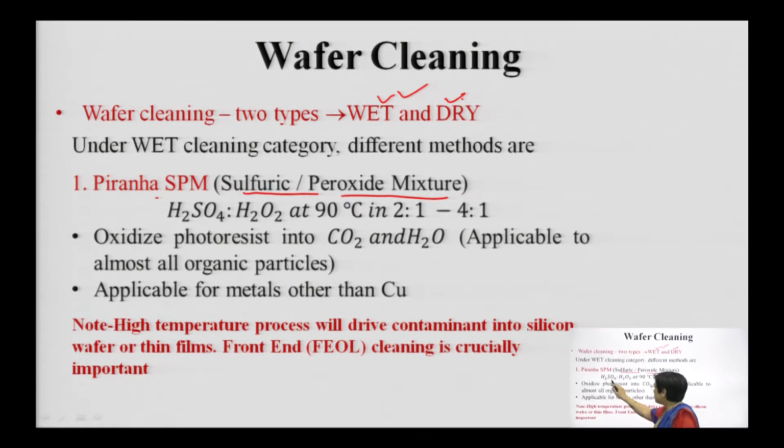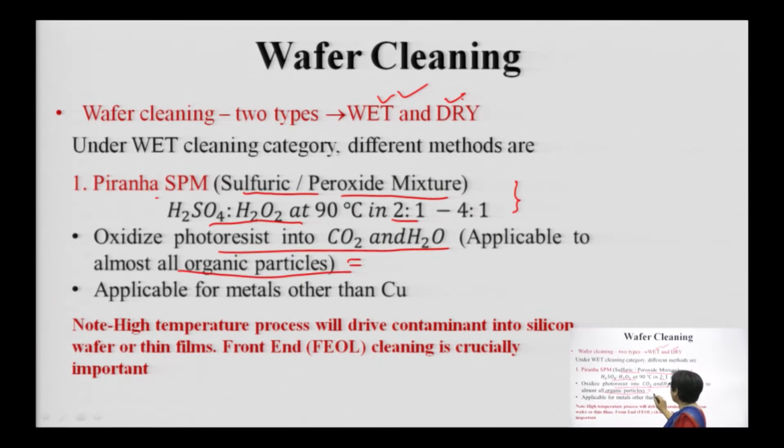Now, the combination of H2SO4 and hydrogen peroxide is 2:1 or 4:1, and the temperature is around 80 to 90 degrees centigrade. The tendency of this particular material is to oxidize the photoresist into CO2 and H2O, that is carbon dioxide and water. It is suitable for all the organic particles. All the organic particles on the surface can be easily cleaned using this SPM solution. It is also applicable for all the metals other than copper.